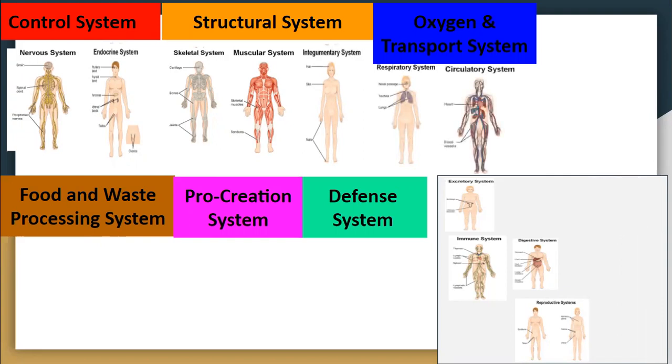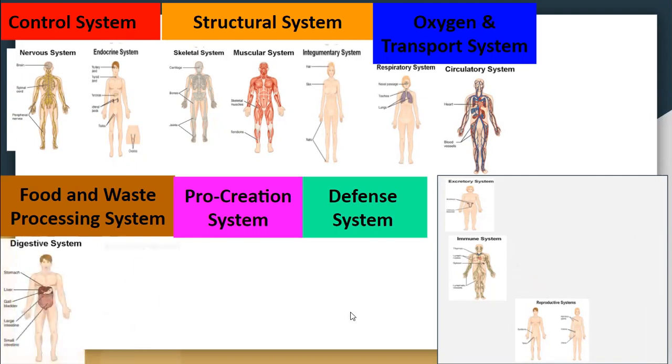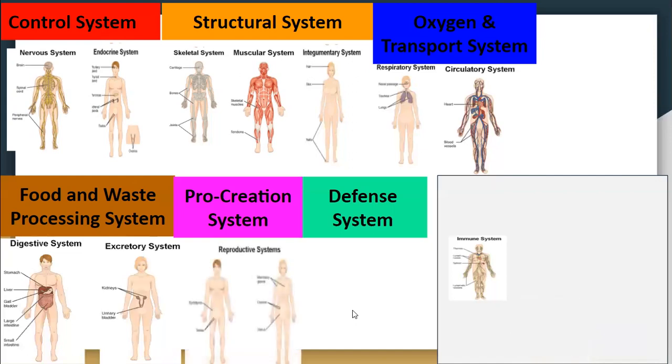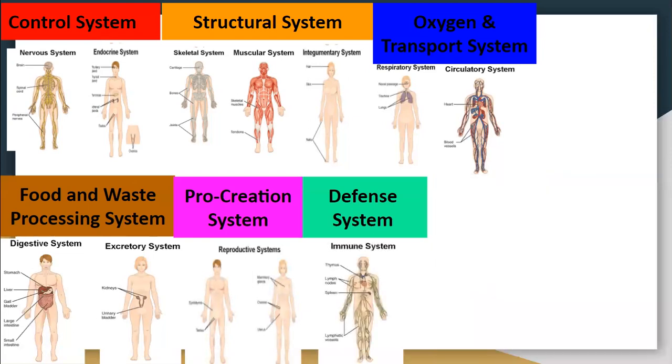Good. What about a food and waste processing system? There are only 4 left to pick from. Food and waste processing system, digestive system. What about a procreation system? Oh, and the excretory system is a food and waste processing system as well. Now, the procreation system is your reproductive system, and your defense system is your immune system. Did you get them all right? Maybe I went too fast. You should practice these again on your own.